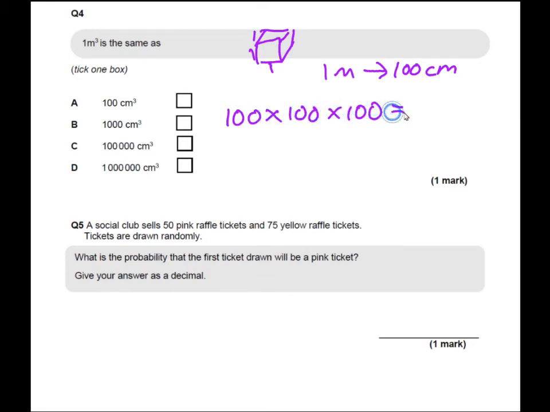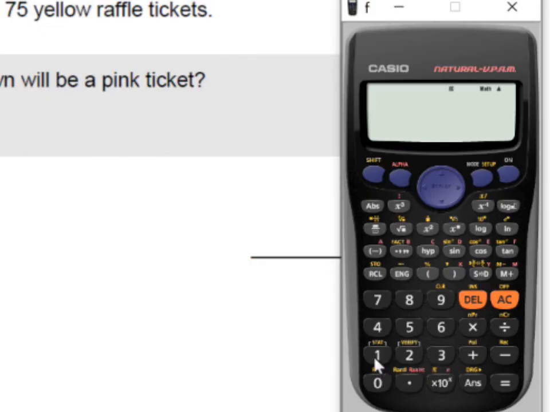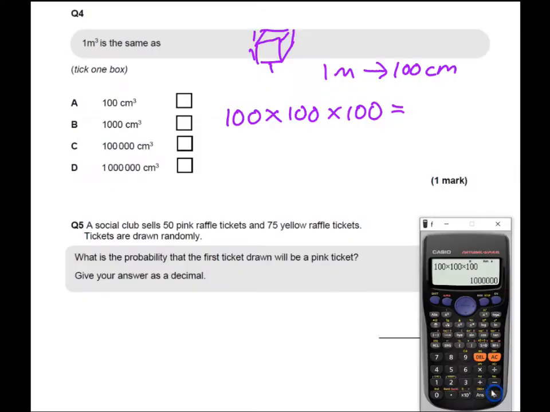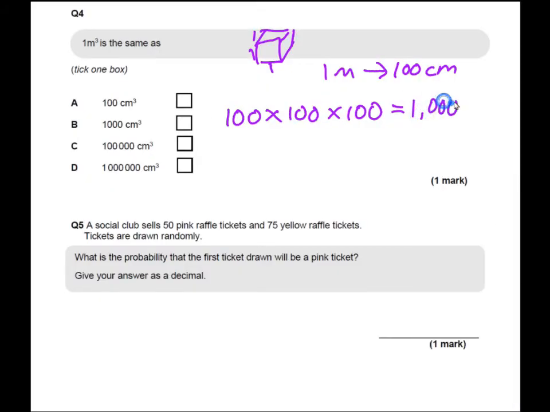So we don't have to do this manually, we can do this on our calculators. And we get 1 million as our answer. So the option to tick is option D for 1 mark. 1 metre cubed is the same as 1 million centimetres cubed.